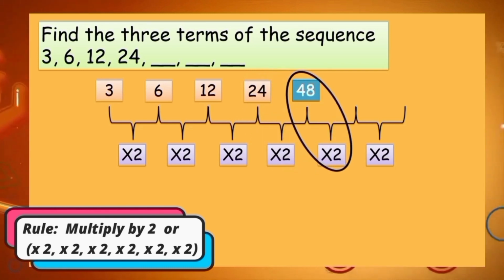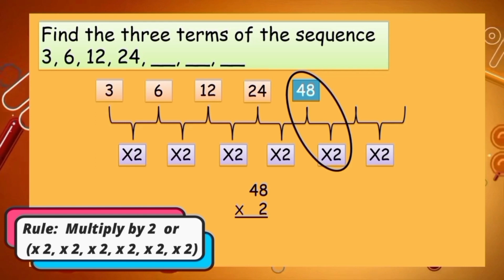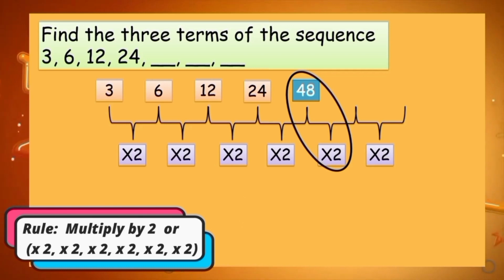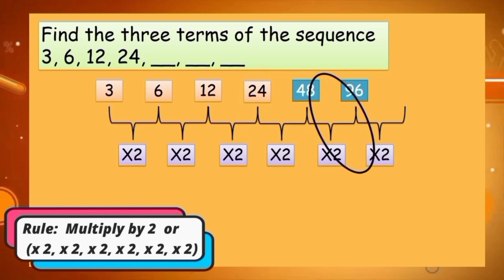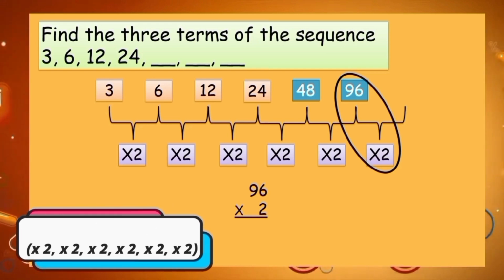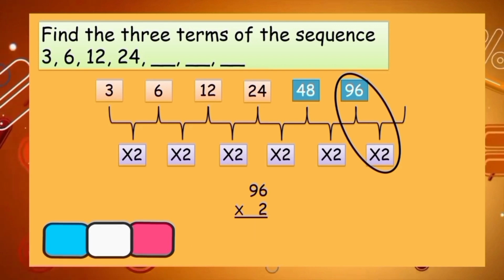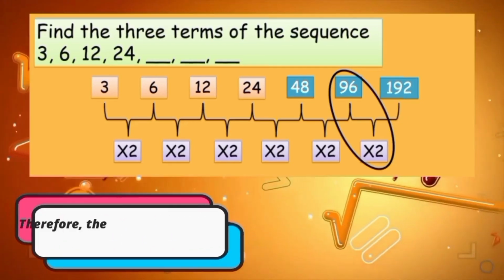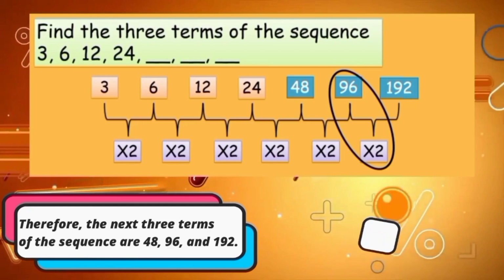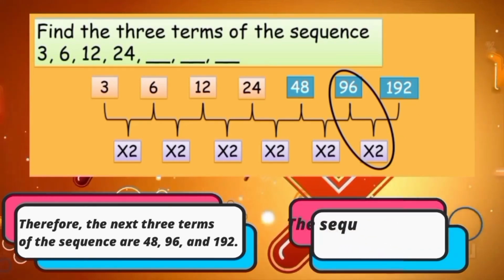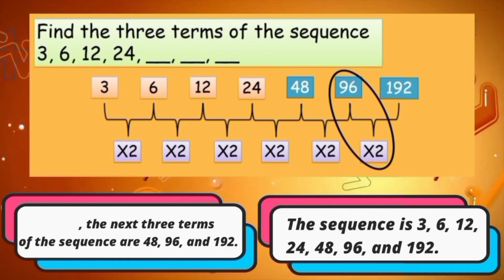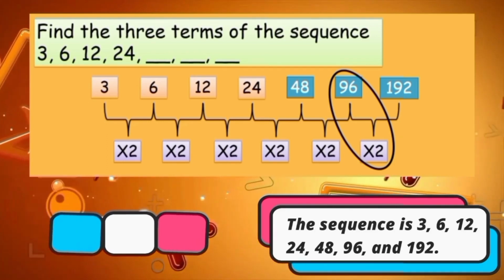48 times 2 equals 96. Then 96 times 2 equals 192. Therefore, the next three terms of the sequence are 48, 96, and 192. The sequence is 3, 6, 12, 24, 48, 96, and 192.